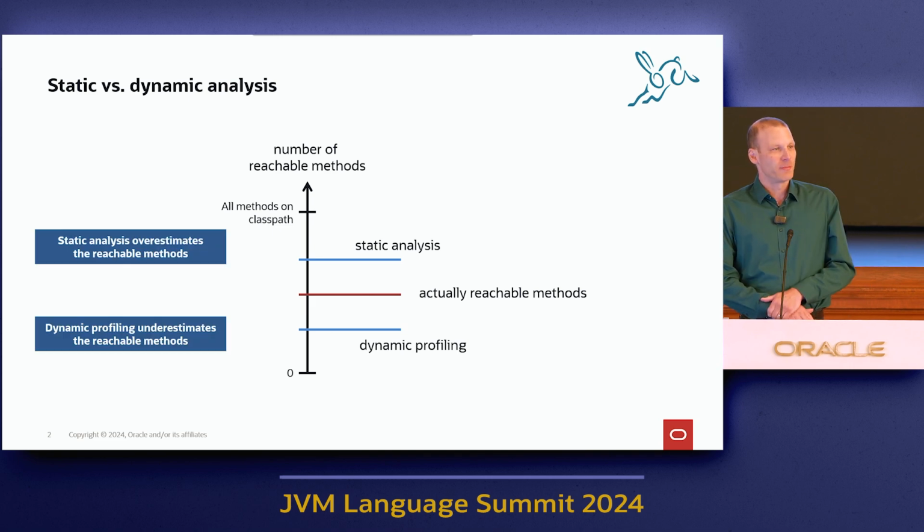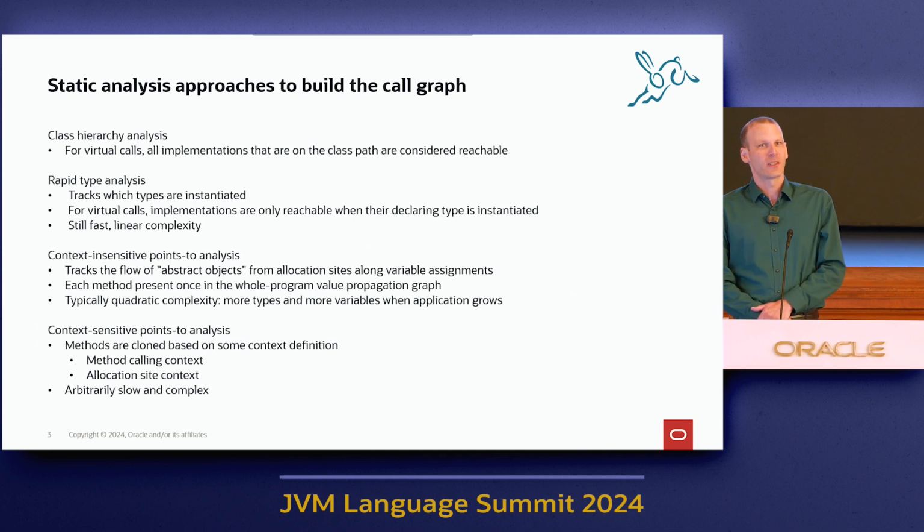So for this talk, we are always talking about static analysis. So we are over-approximating our application, and we want to do that, of course, as precisely as possible. So we want to over-approximate as little as possible. If we want to find out the call graph for our application, there are a couple of well-known techniques.